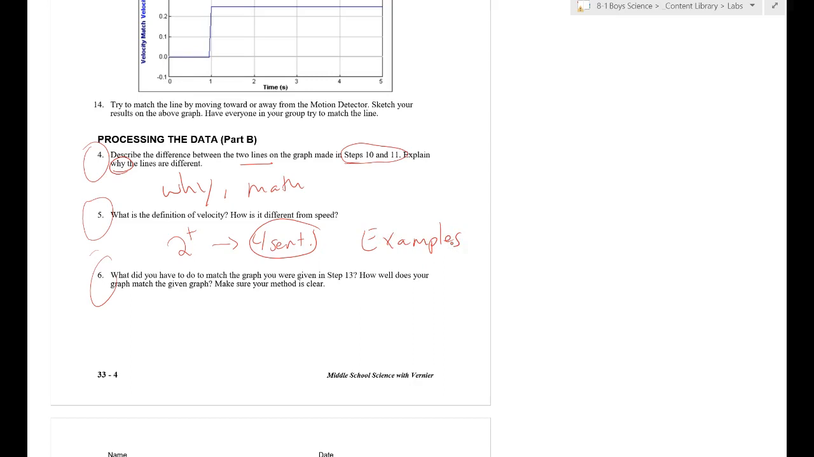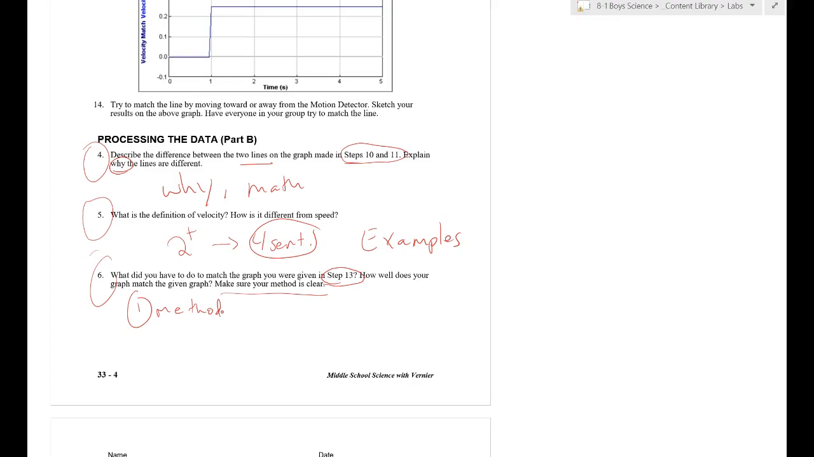What did you have to do to match the graph you were given in step 13? So let's go back to step 13 and look at that. How well does your graph match the given graph? Make sure your method is clear. So this is a 2-part answer. 1, we're talking about the method. And if we're talking about the method for making a graph, we're talking about graph interpretation. So you want to be very specific.